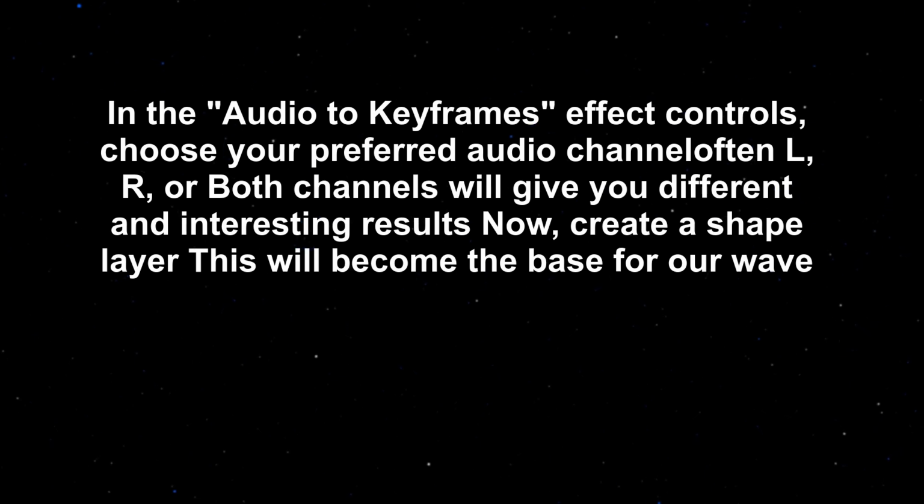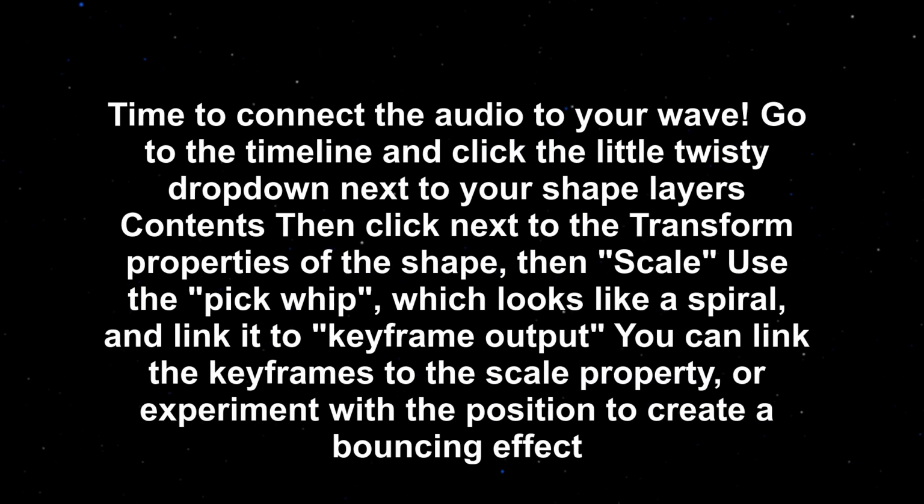Now, create a shape layer. This will become the base for our wave. Time to connect the audio to your wave. Go to the timeline and click the little twisty drop-down next to your shape layer's contents. Then click next to the transform properties of the shape. Then scale. Use the pick whip, which looks like a spiral, and link it to keyframe output.